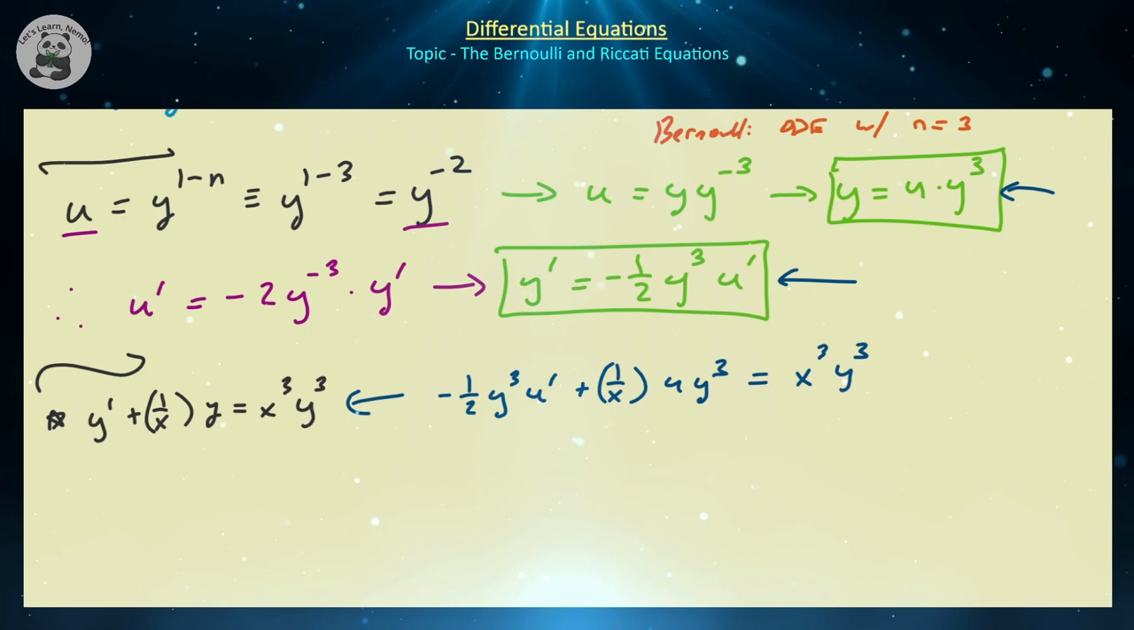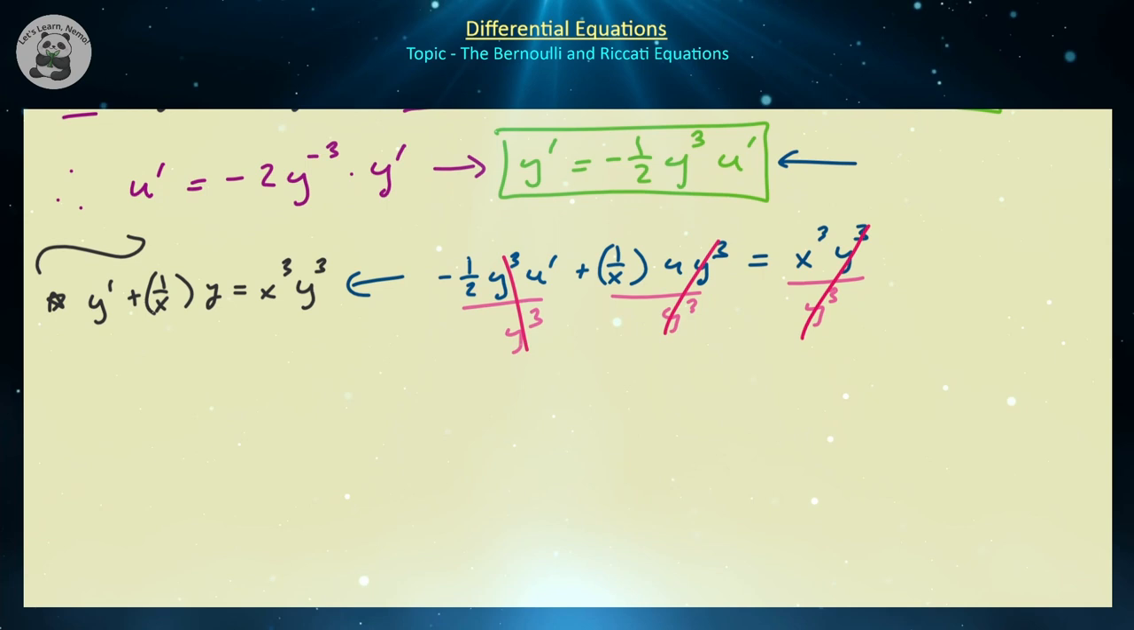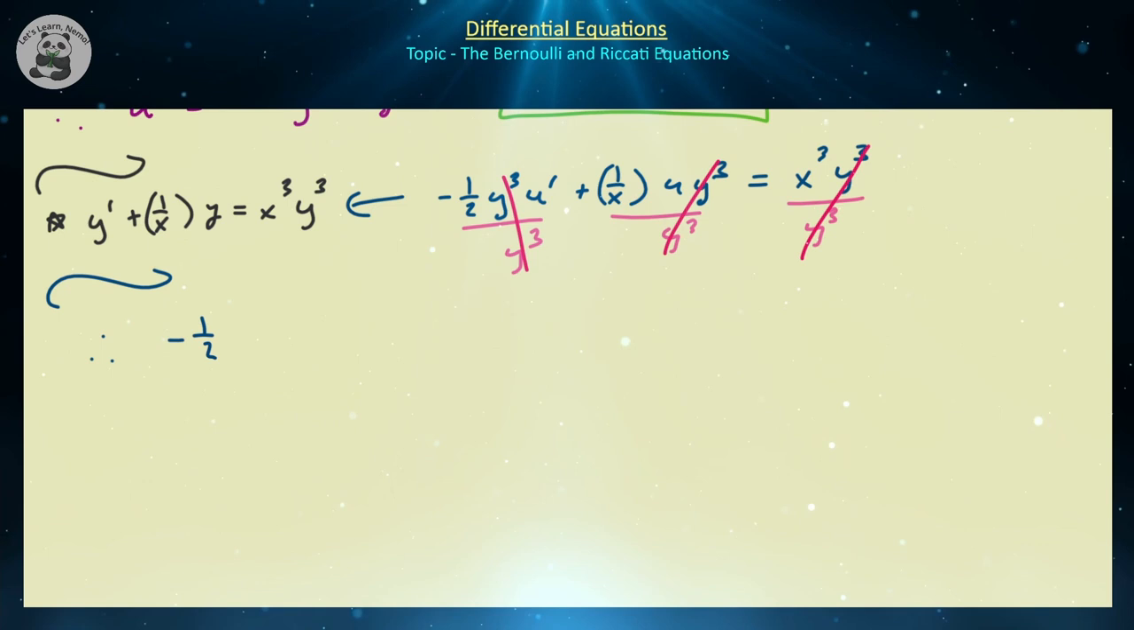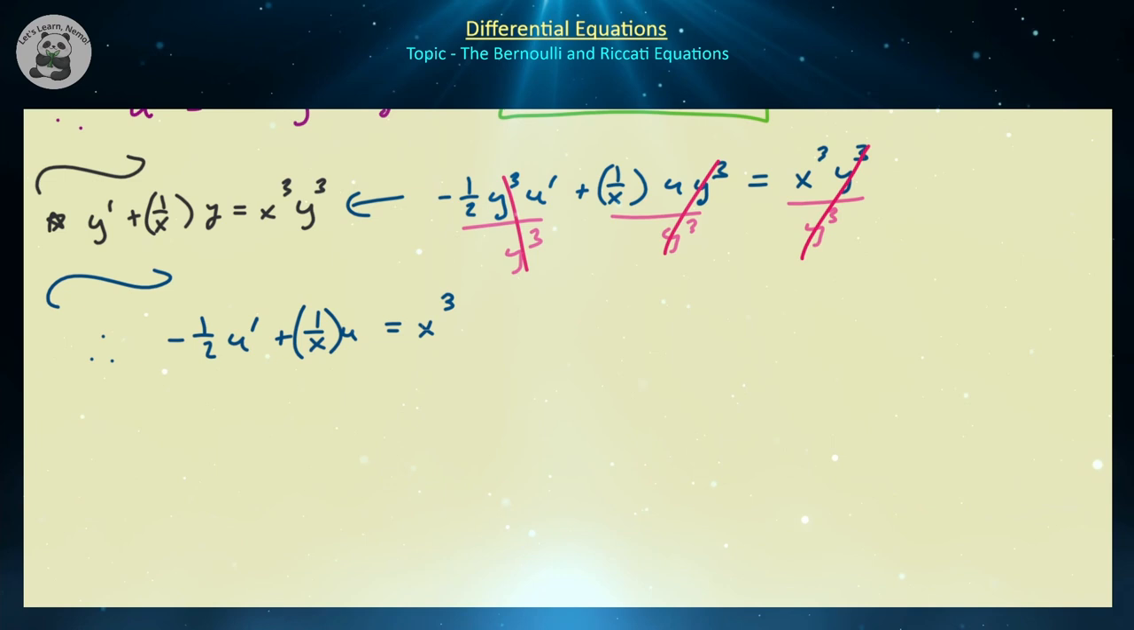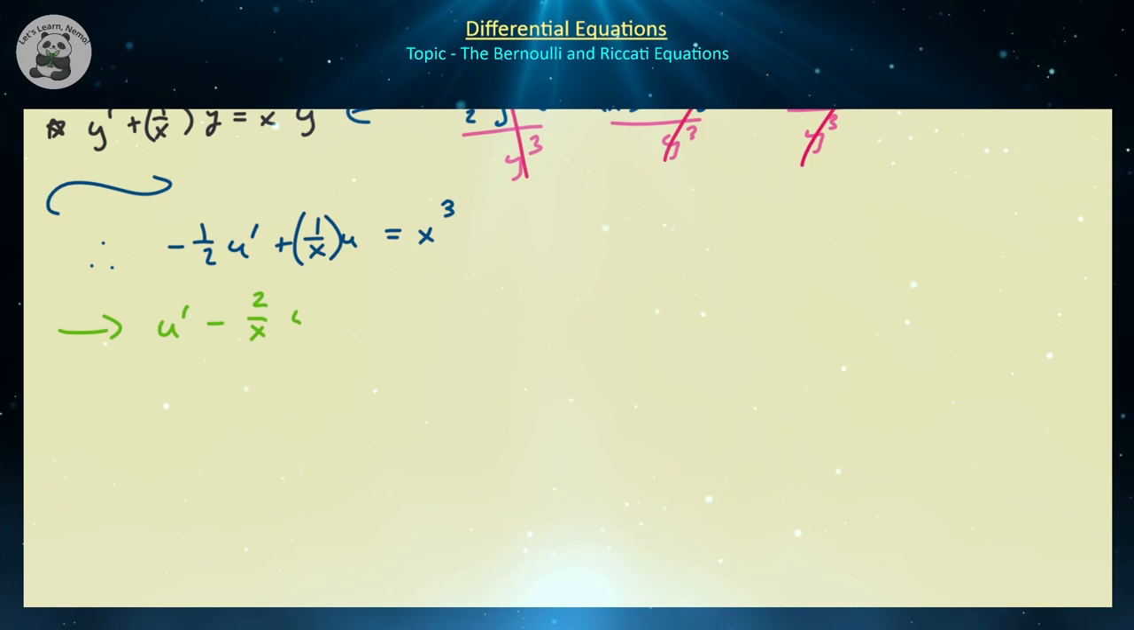So, obviously, if you look at all three of these terms, we do have a y cubed term in common with all of them. If you do this correctly, that will always be the case for a Bernoulli's equation. And once we simplify that expression, what do we have left? So we have minus 1 half u prime plus 1 over x times u is equal to x cubed, which is a first order linear inhomogeneous differential equation in terms of u and x only. So if we translate this linear differential equation into standard form, we're going to have u prime minus 2 over x times u is equal to minus 2x cubed.